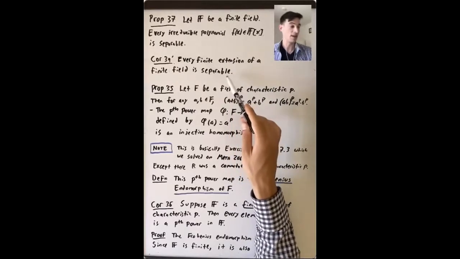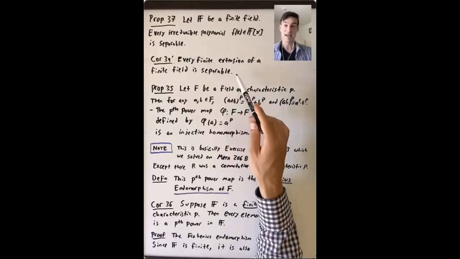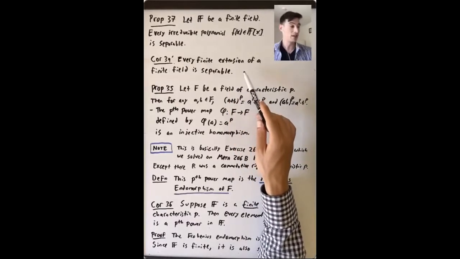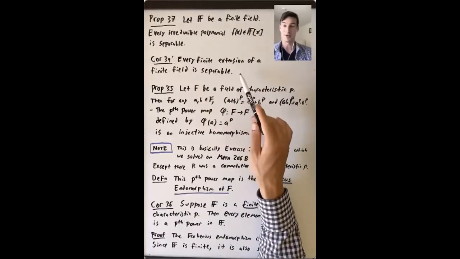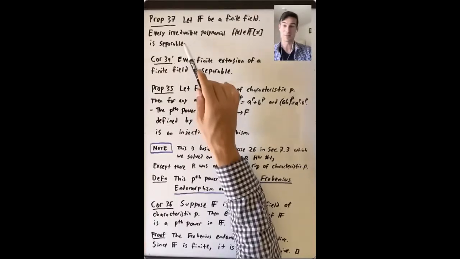So you have some alpha in this field extension. Is alpha separable? That's saying, is the minimal polynomial over the base field separable? And we know that the base field is a finite field, and the minimal polynomial is an irreducible polynomial. So every irreducible polynomial is separable. The minimal polynomial is separable. So alpha is separable. And we see that this finite extension of a finite field is separable. Okay, so our goal is just now to prove this Proposition 37.